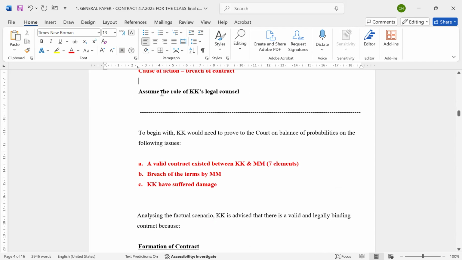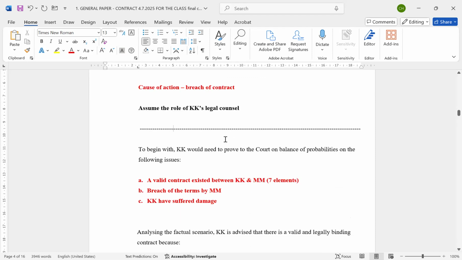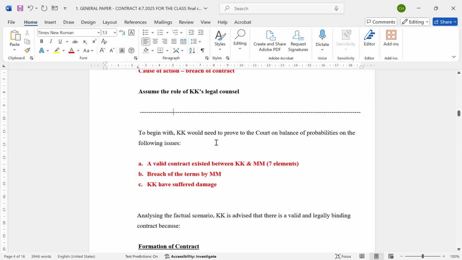Okay. So for you to show a breach of contract, actually it is a little bit similar to a tortious claim. You have to prove certain elements. In order for you to prove there is existence of breach of contract, KK will need to prove to the court on balance of probabilities, because this is a civil case, on the following issues.